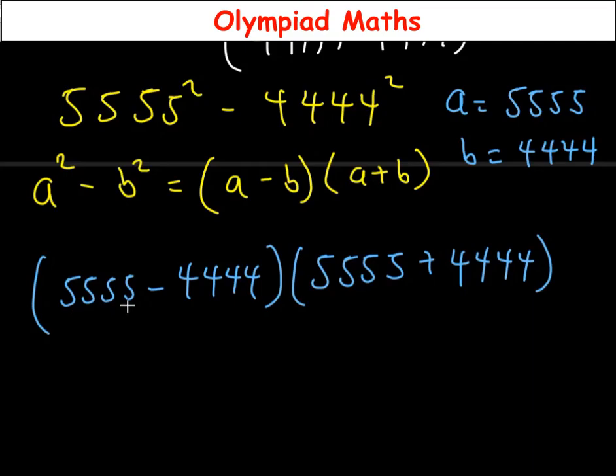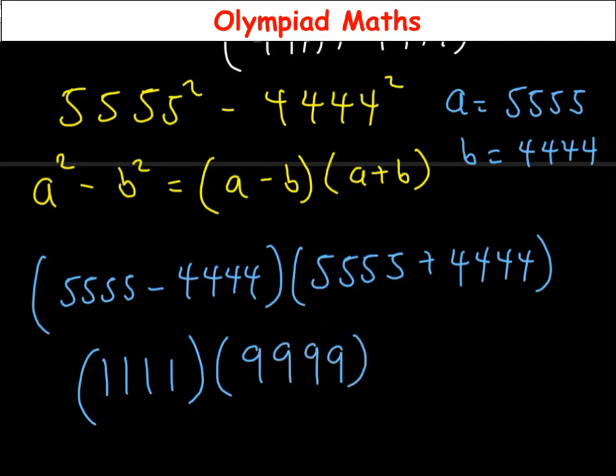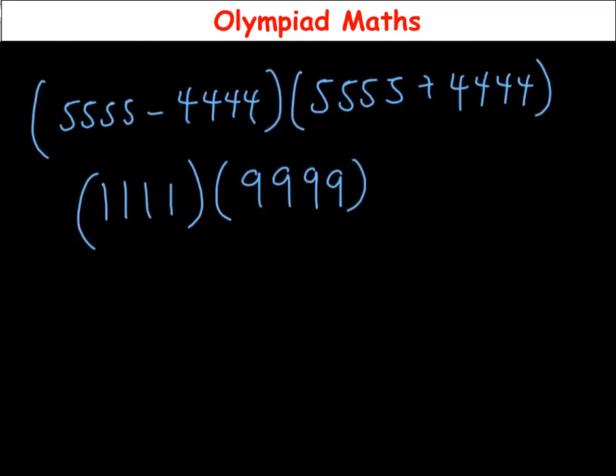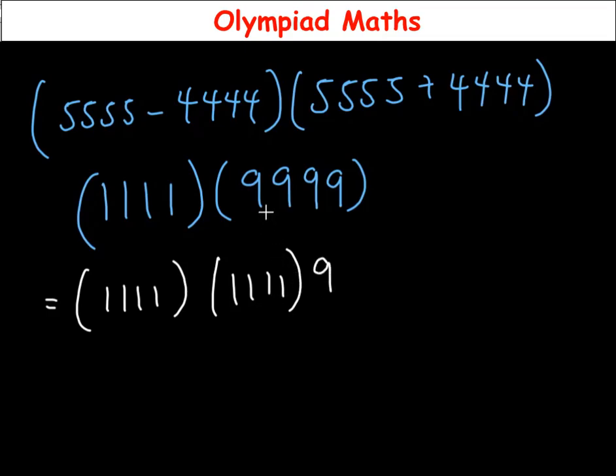Now the next thing is for us to open the bracket. So 5555 minus 4444 is 1111, then multiplied by 5555 plus 4444, which is 9999. So the next thing for us to do is to multiply 1111 with 9999. But we can actually break this down. 1111 multiplied by 9999, if you multiply it, you will get the answer.